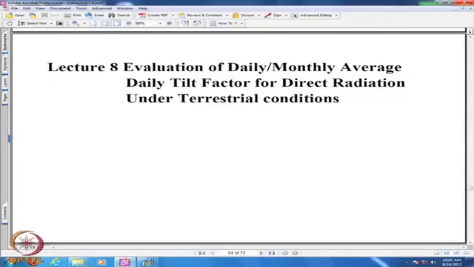So, we made the assumption that the tilt factor for the day for the direct radiation can be calculated under extraterrestrial conditions, and the numerical values agree very well with the data values, particularly for south facing surfaces. Now, given the symmetry not being there, for example, when the surface does not face south, you will have to evaluate what shall be the kind of difference one will encounter if it had been made under terrestrial conditions.